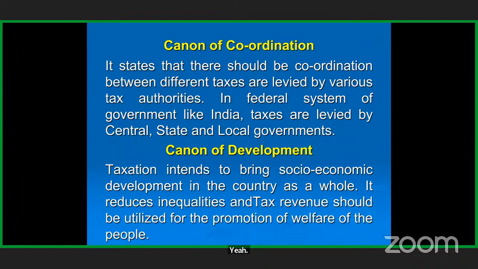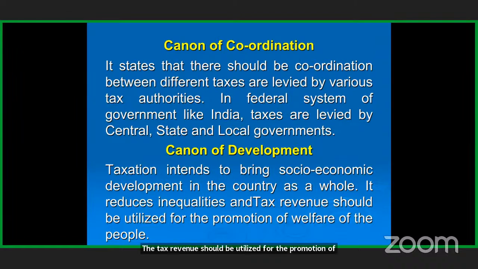Another canon is canon of development. According to this canon, taxation intends to bring socio-economic development in the country as a whole. So it does not hamper the development of trade and industry. It reduces the economic inequalities. It does not slow down the rate of investment in the country. The tax revenue should be utilized for the promotion of welfare of the people.